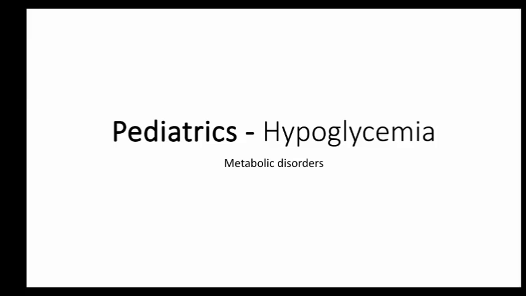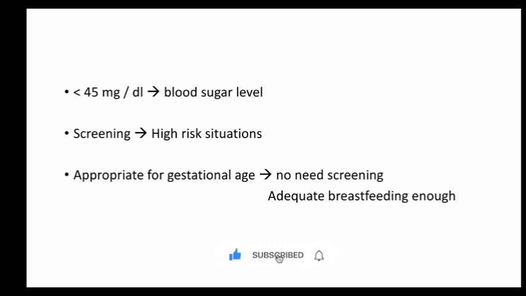In this video, I am going to discuss hypoglycemia. It is one of the important repeated short notes in pediatrics. I am going to discuss the management and clinical features of hypoglycemia. What is hypoglycemia? A blood sugar level of less than 45 milligram per deciliter is hypoglycemia, and we can screen for hypoglycemia in high risk people.